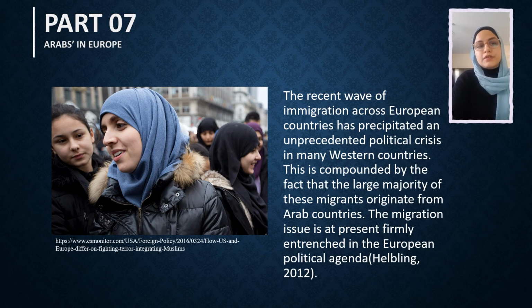Conclusion. Part 7 is Arabs in Europe. The conflicts in the Middle East and North Africa, and also economic collapse, have had an effect on how migration has developed in the last few decades, and many of these migrants that come to Europe are from Arab countries. There are many other reasons.